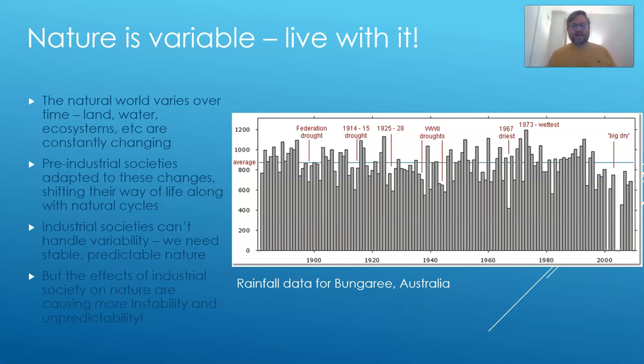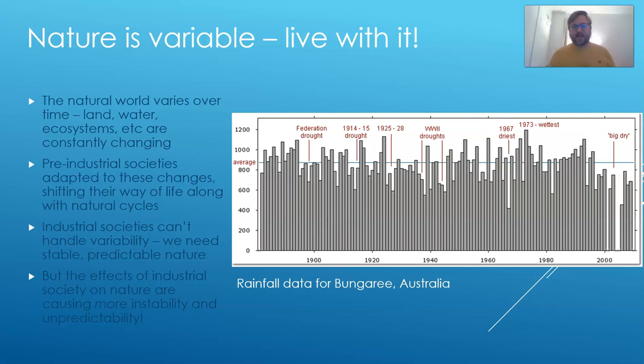Before we get to talking about floods specifically, I want to talk in more general terms about the variability of our natural world. The natural world varies a lot. It changes over time. Our land, our water, our ecosystems, and so forth don't stay the same over a variety of time scales: hour by hour, day to day, year to year, decade to decade. They're always changing, and they're changing in unpredictable kinds of ways.